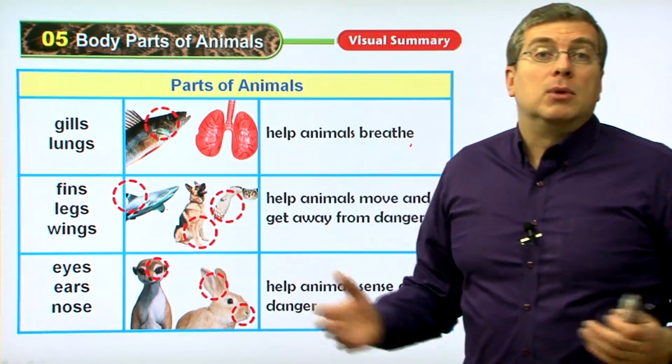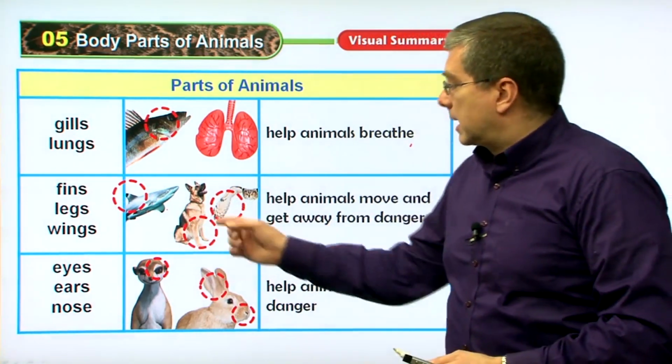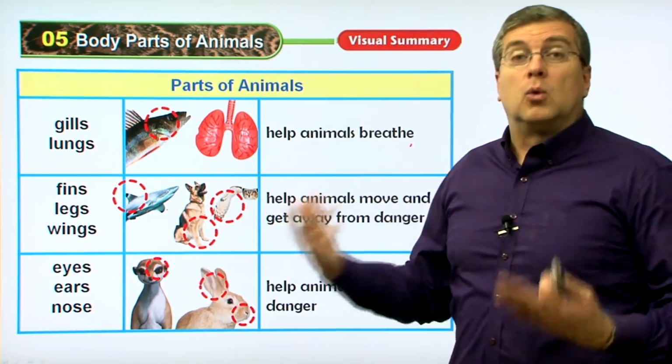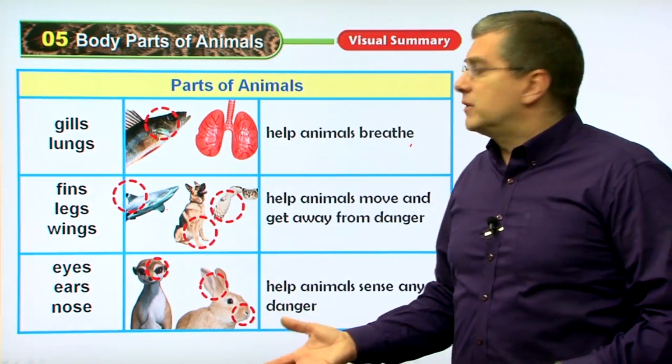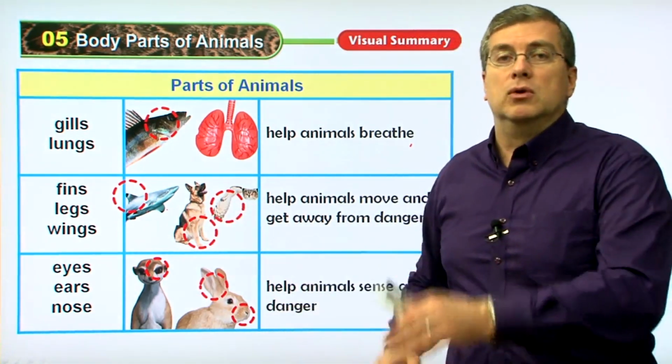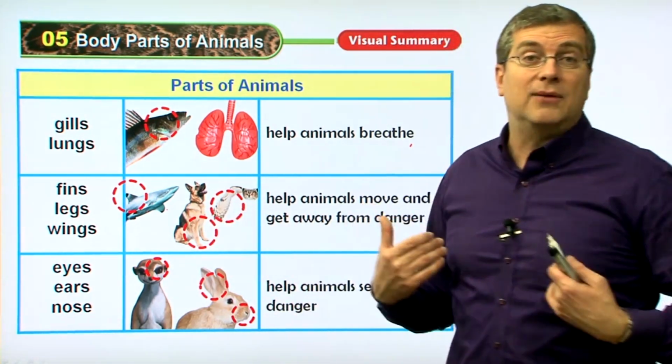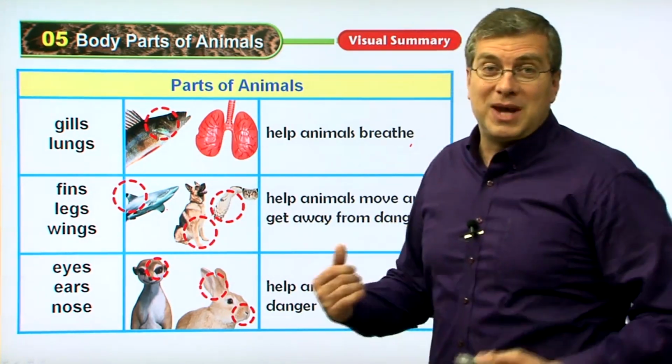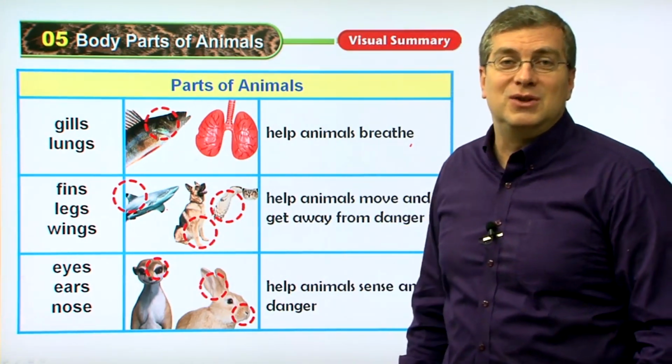Legs. Animals have legs, right? Like a dog, people, rabbits. Mammals have legs that help them move. We walk on our legs. We only have 2 legs. We have good balance. We can just walk on 2 legs.